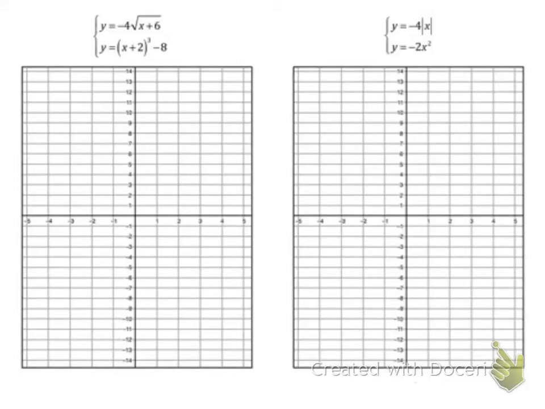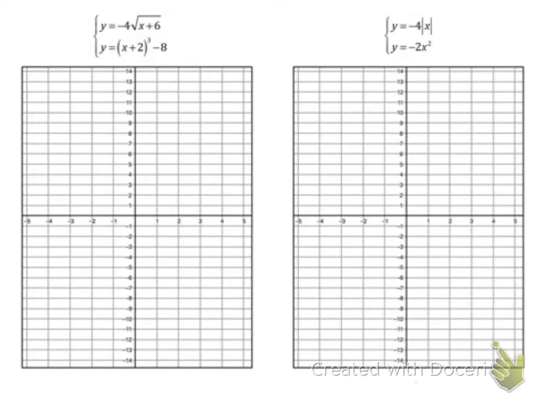So page 2 of our Unit 3 study guide requires us to do more graphing, but this time it's two equations, so two functions, two graphs on one coordinate plane. So let's start with graphing this first one here. We have y equals -4 times the square root of x plus 6.